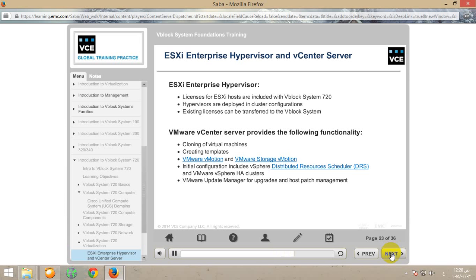VBlock systems come configured with DRS and VMware vSphere HA clusters. VMware Update Manager provides information and tasks for vCenter upgrades and patch management. The SQL Server is the database backend for vCenter. It runs on a separate virtual machine from the vCenter for performance and portability.